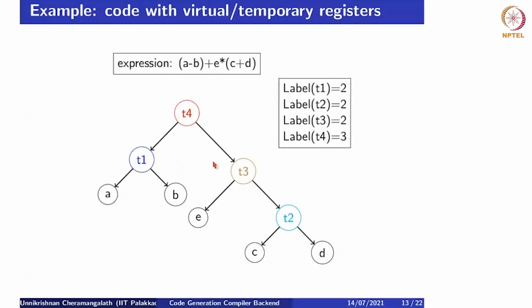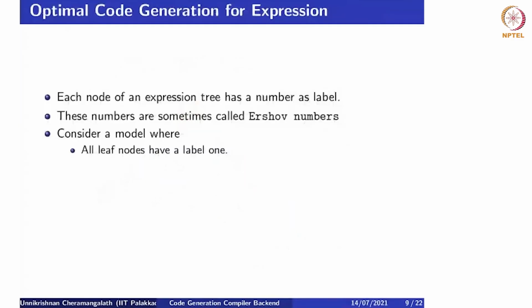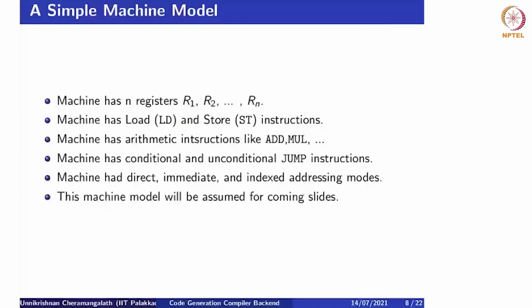So the intuition here is that you can do optimal code generation based on the algorithm that we covered using 3 registers. Suppose you just briefly remember this machine model. The machine has n registers, load and store instructions, and arithmetic instructions. We are not worried about the exact number of instructions, like how many arithmetic instructions there are, like add, sub, etc.